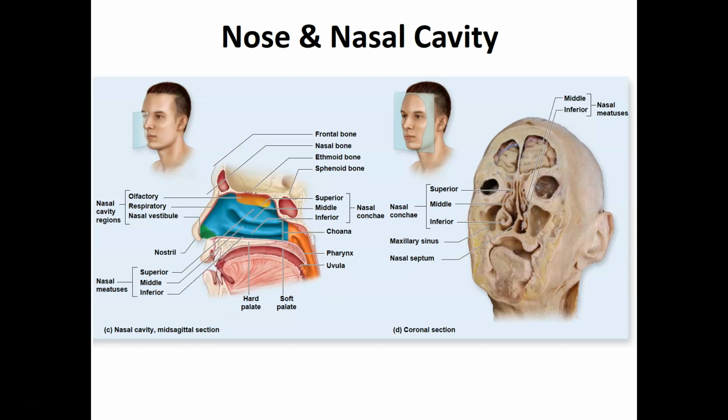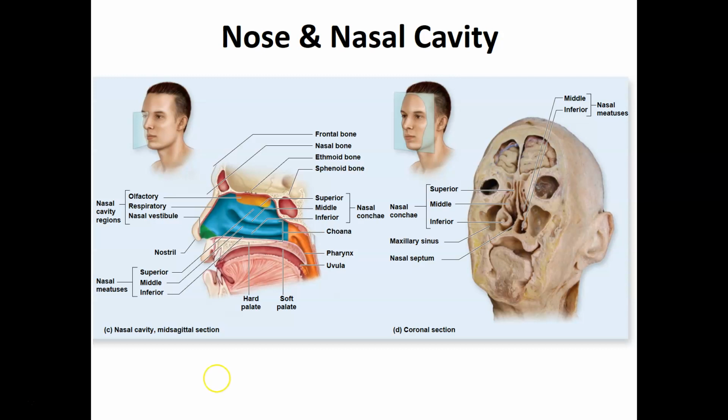The nasal cavity and all segments of the respiratory tract are lined with a wet mucosal membrane, and that membrane has a lot of mucus that's going to trap stuff coming in, and it also, being wet, is going to humidify or moisturize the air that comes in as well.